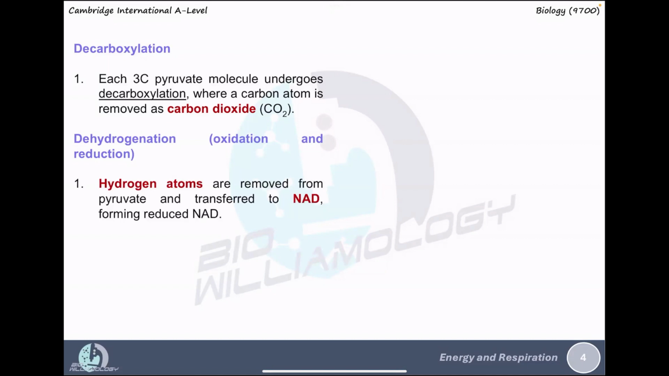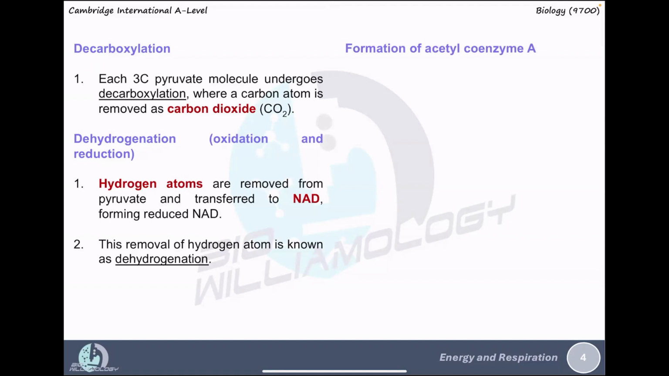Hydrogen atoms are removed from the pyruvate, so therefore pyruvate is oxidized. And when this hydrogen atom is transferred to NAD, therefore NAD is reduced to form reduced NAD. The removal of hydrogen atom is known as dehydrogenation. So pyruvate is oxidized, NAD is reduced.